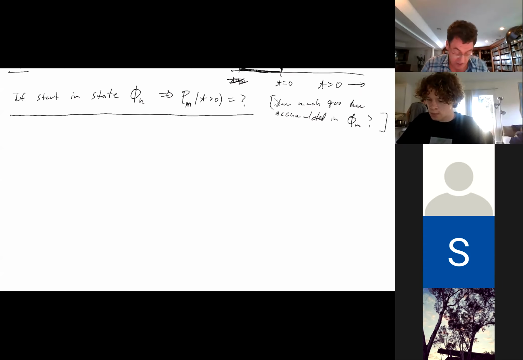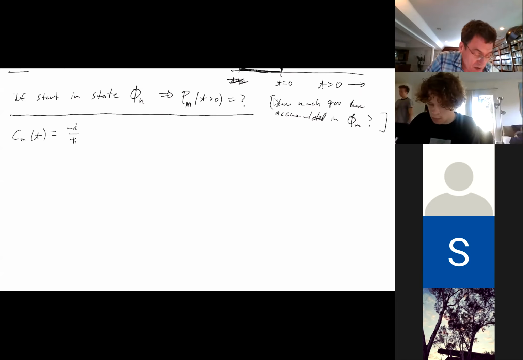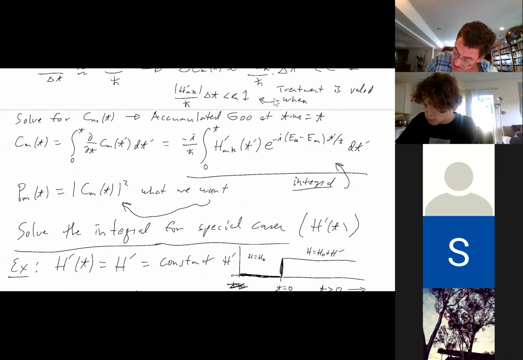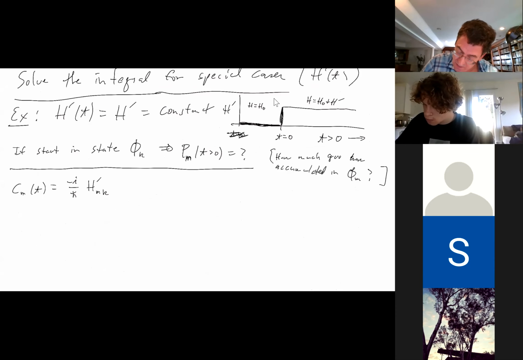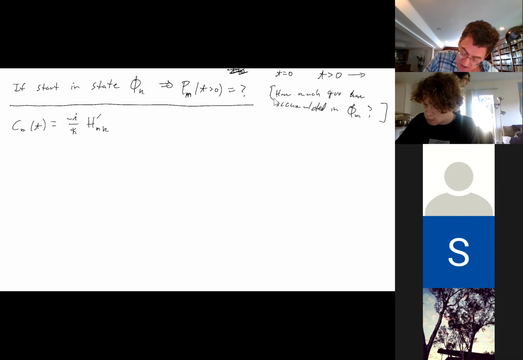Okay, so here it is. So C_m of t is going to be equal to negative i over h bar. And now because this is constant, H prime m k, I can bring it out of the integral. Remember, it was in the integral because it's a function of t prime. But if I take away the time, then I can pull it out of the integral. I just want you to see that. So now I'm going to pull it out of the integral here because it's constant.